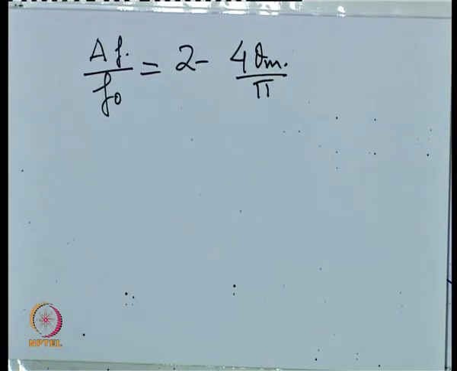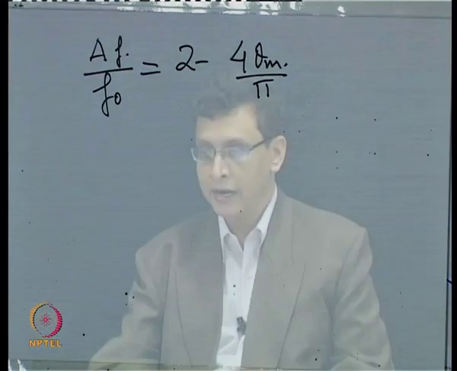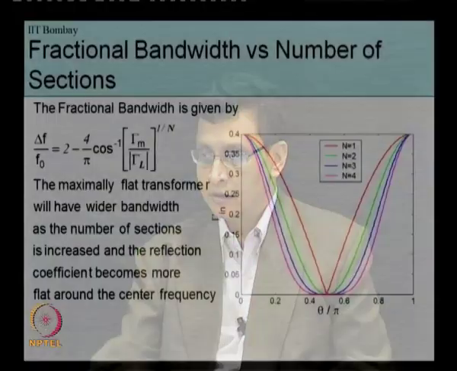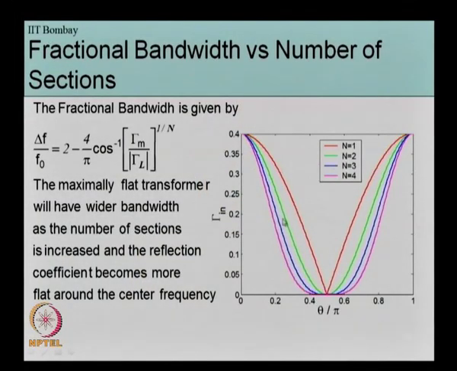Now, if we can for a moment go back to the slides on the monitor, this maximally flat or binomial function that we just wrote, for various values of n, is given like this, and we see that for all values of n at theta equal to pi by 2, the value is 0. So, if we can come back to our written slides.